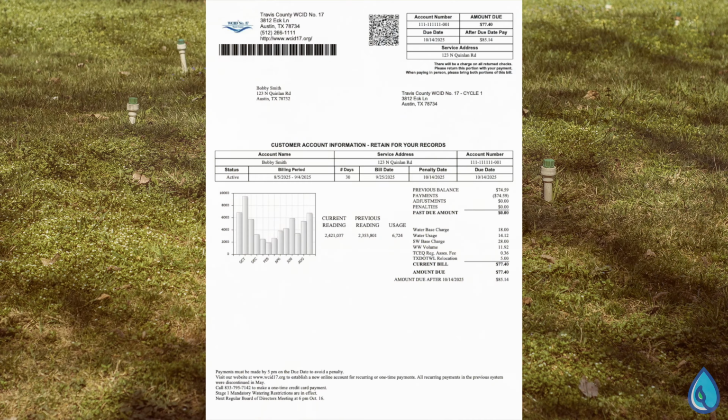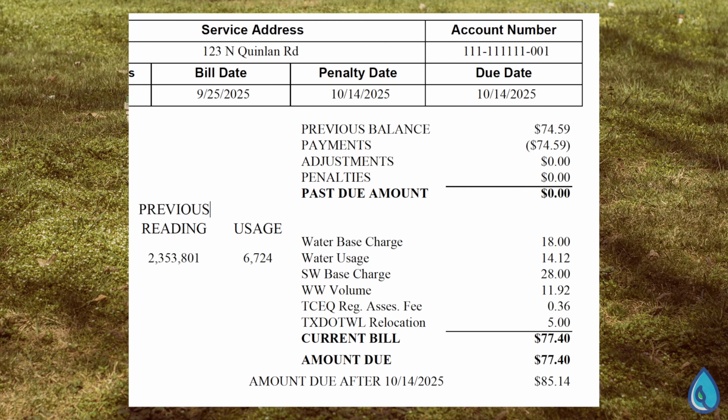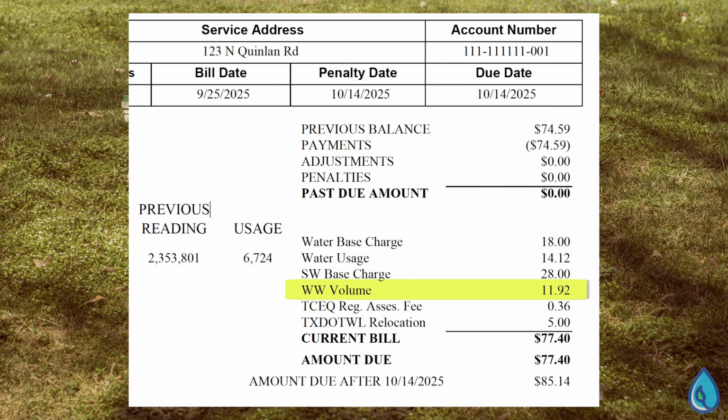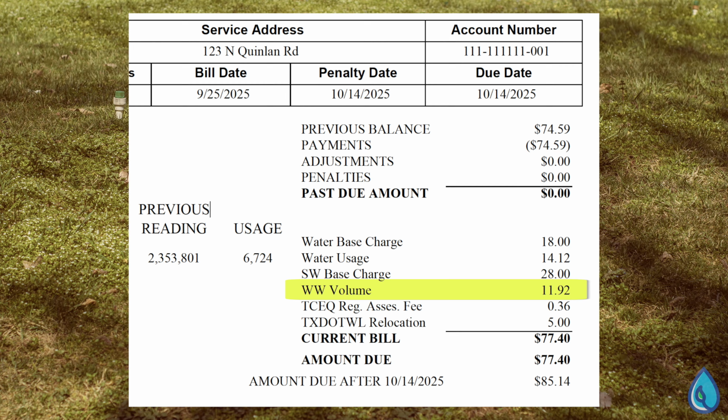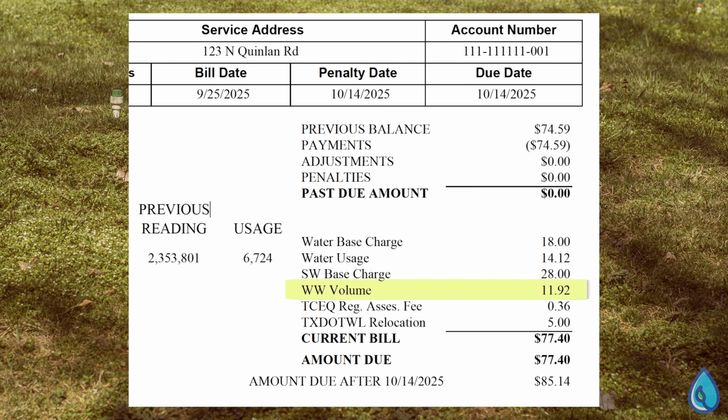Now let's take a moment and look at your bill. When you look at it, you will see something listed as WW volume. This is the wastewater average that we've been discussing. Again, the less water you use during your winter months will lower your charge throughout the year.